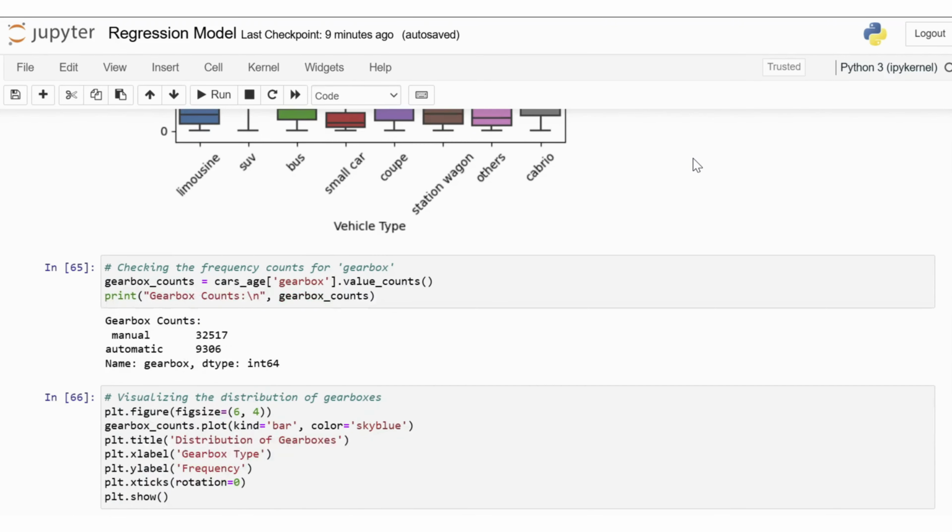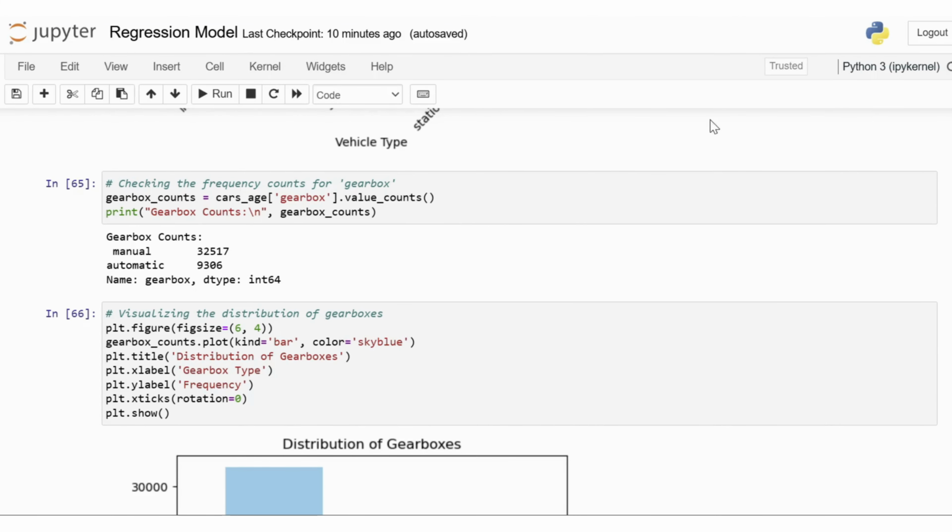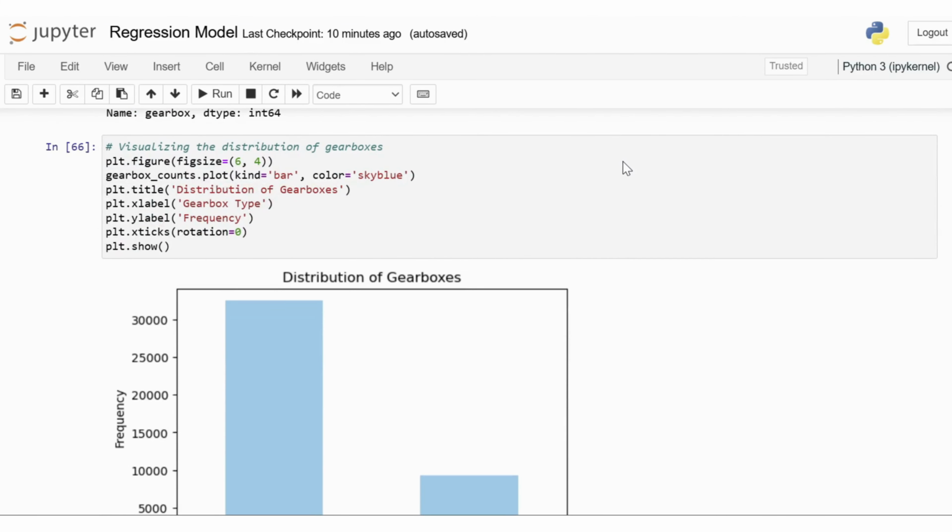Let's take a look at the gearbox variable. Using the value_counts function, we can see the distribution of manual and automatic gearboxes in our dataset. And from the output we can see that the manual gearbox has 32,517 entries, whereas automatic gearbox has 9,306 entries. Now we will visualize the gearbox distribution using a bar plot.